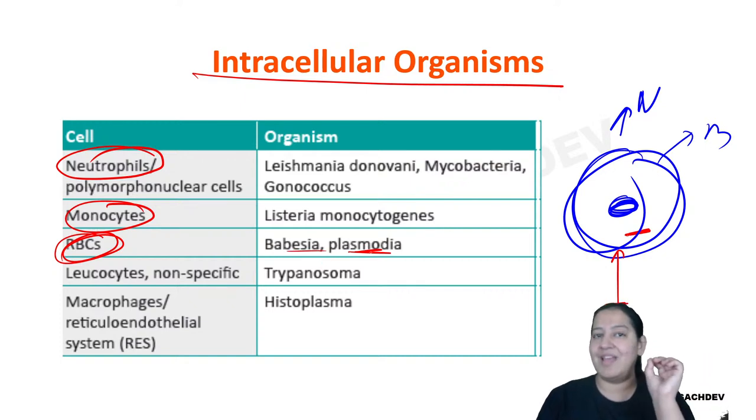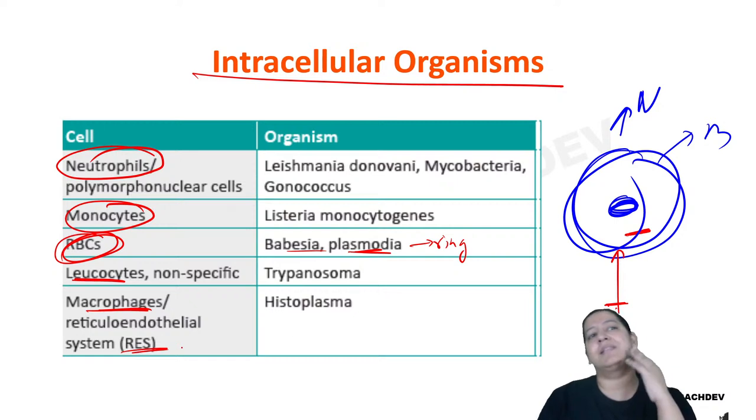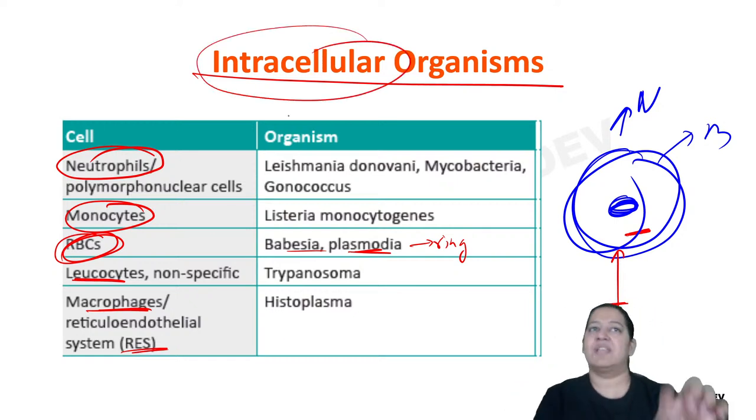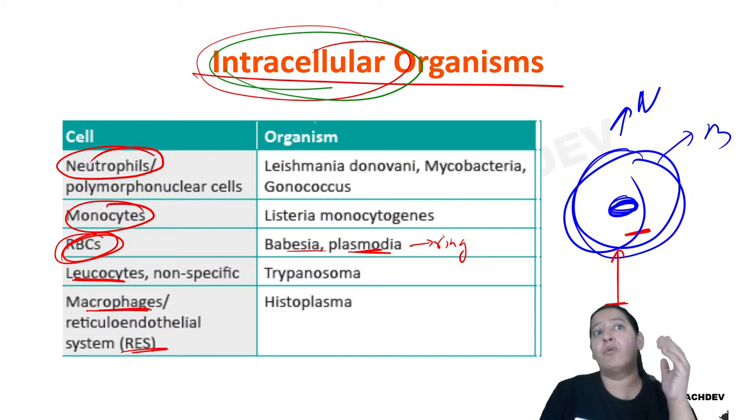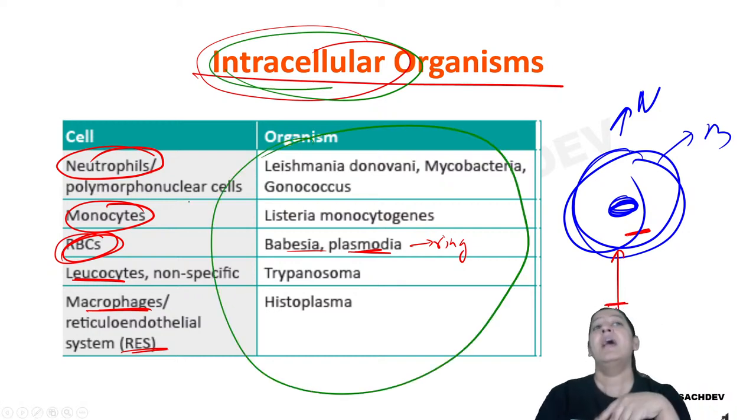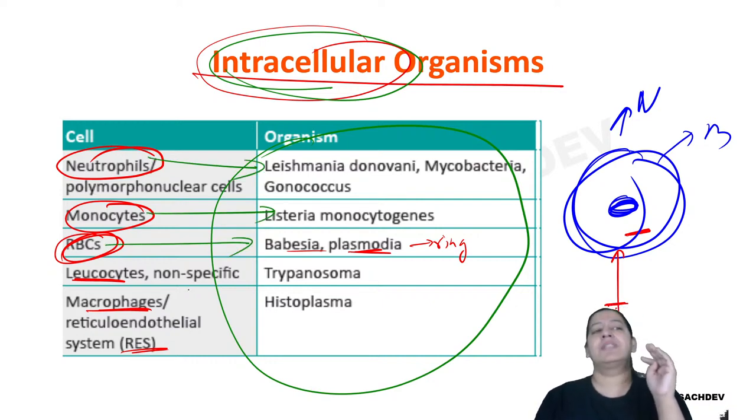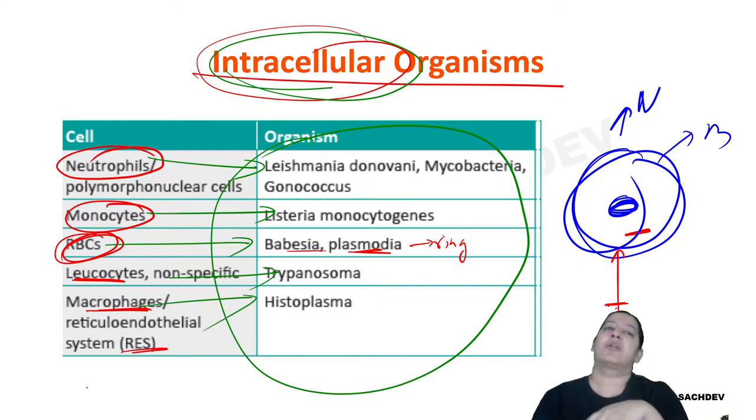RBC के अंदर रहते हैं, RBC में इसकी रिंग्स बनती हैं, डबल रिंग्स, कल मैंने बताया था. Leukocyte के अंदर non-specific कौन से रहते हैं, और macrophage के अंदर, that is RE system के अंदर, कौन से रहते हैं? So these all are intracellular. You people know intracellular, but not the specifics: which are inside neutrophils, which inside monocytes, which inside RBCs, which are non-specific and which are inside macrophages. So you should learn them separately.